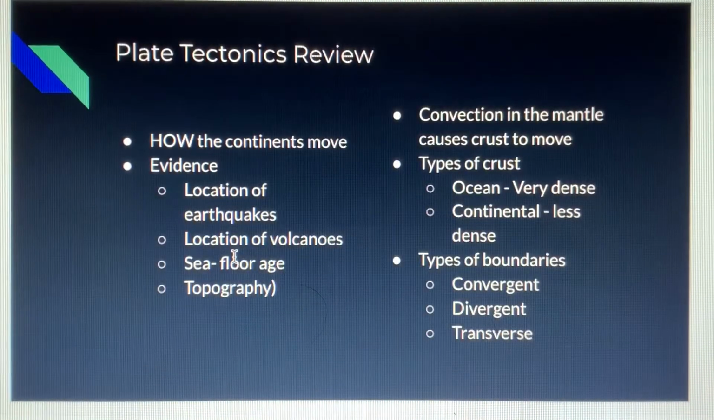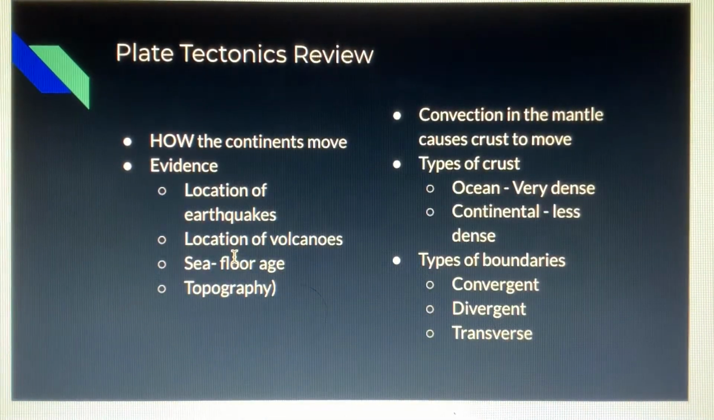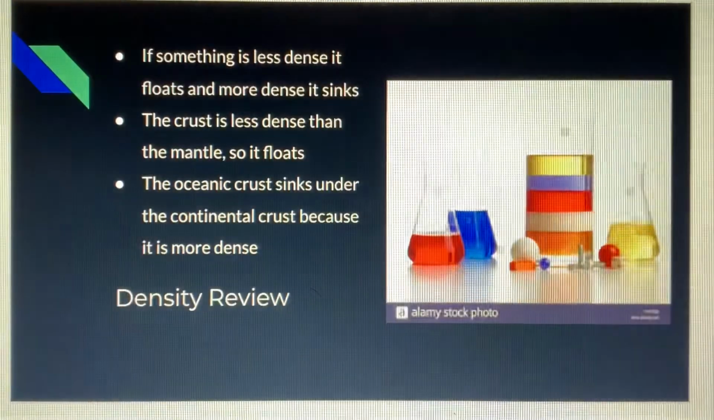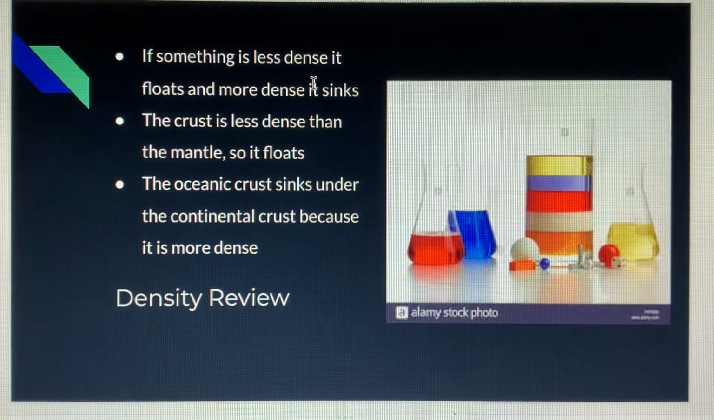So there are two key types of crust. I did just mention them, oceanic and continental. The oceanic crust is very dense and quite thin, whereas the continental crust is much thicker, especially around mountains, and is much less dense. If we do a brief review of buoyancy, something that is less dense floats. So the crust is less dense than the mantle, so it will float on the mantle. However, oceanic crust is more dense than the continental crust, so it will sink compared to the continental crust.